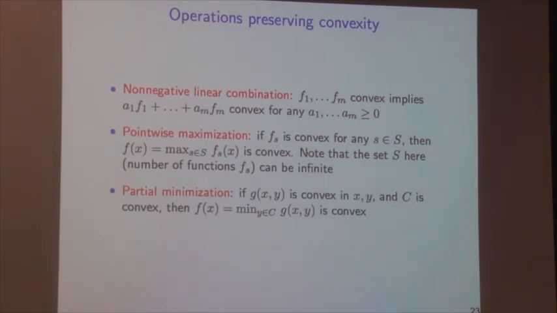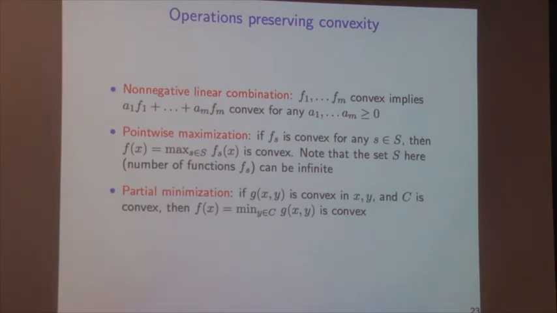Pointwise maximums and pointwise minimums are convex under some conditions for the minimization and under no conditions for the maximization. So that is, if I have a bunch of functions which are indexed by s, and each of these is a convex function for each index s, then the maximum of all these functions at a point x is a convex function of x. Okay, so this can be true even if the set S contains infinitely many functions here.